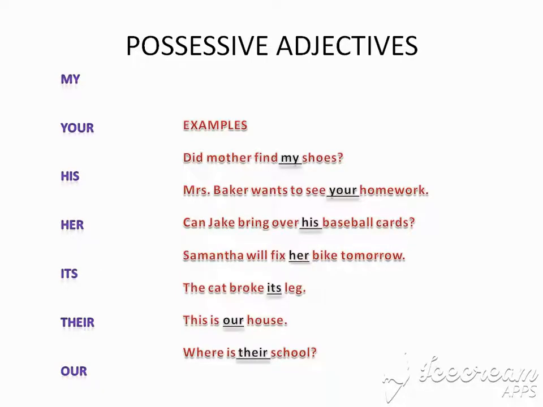Examples. Did mother find my shoes? Mrs. Baker wants to see your homework. Can Jake bring over his baseball cards? Samantha will fix her bike tomorrow. The cat broke its leg. This is our house. Where is their school?